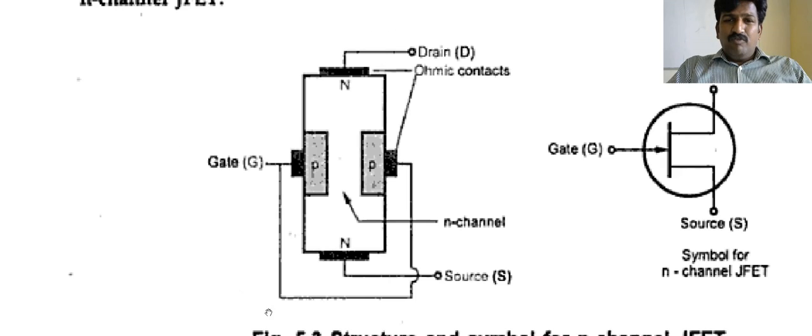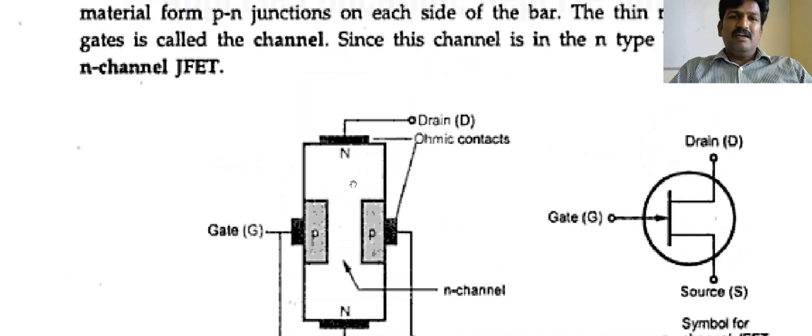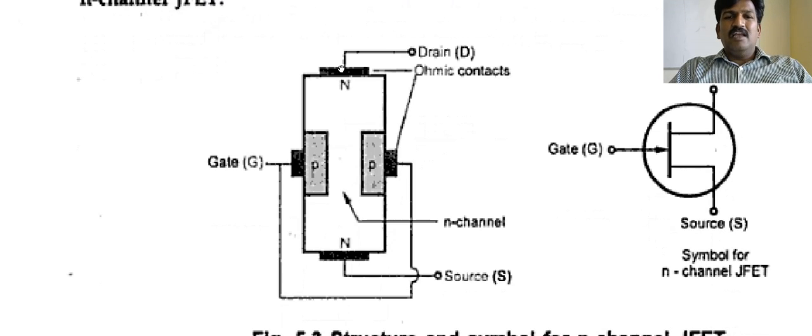Here there are four terminals. One gate terminal is from the P, and another gate terminal is from the P. These two terminals are shorted and treated like one terminal. Another terminal is the drain, and another terminal is the source. There you should understand this is an n channel MOSFET.